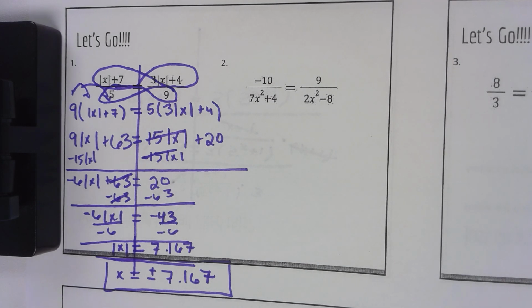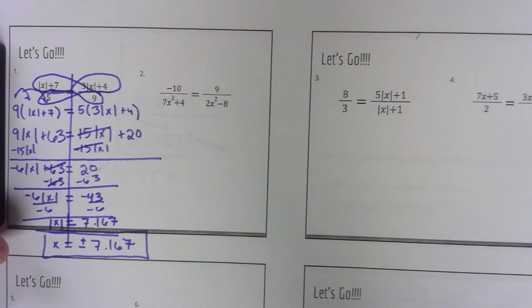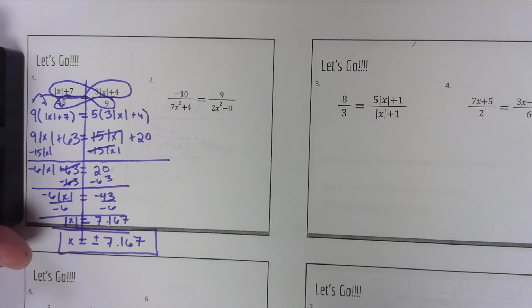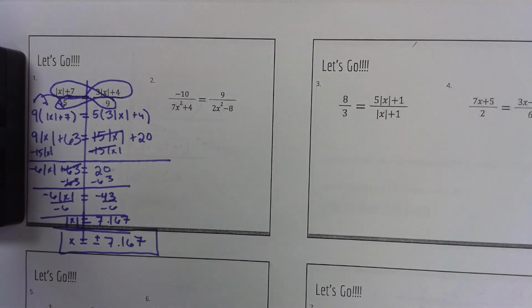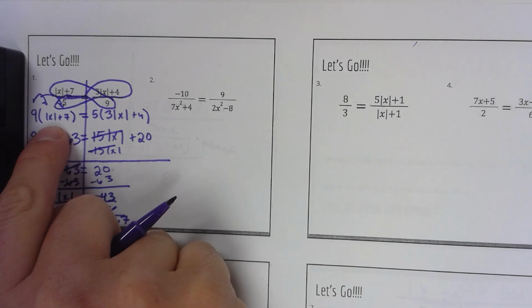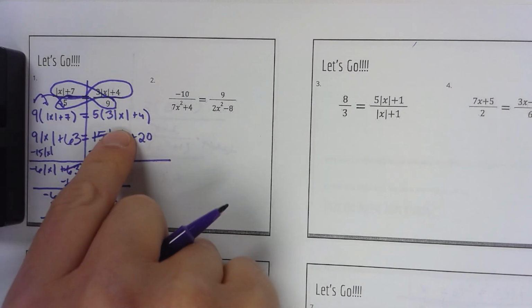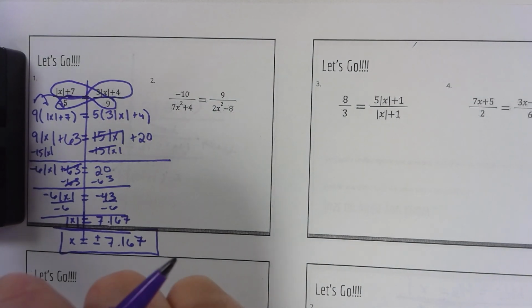There's still not a ton of room here, so let's do number 3, and I'll have you all do 2 more. Any questions about anything I did there in problem 1? Okay, yeah. No, if I were to put the 9 and x plus 7 on the right side and the 5 and the 3x plus 4 on the left side, it's all the exact same. It does not matter which side you put it on.